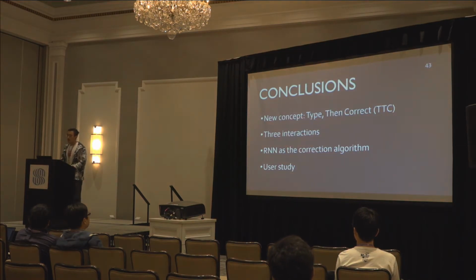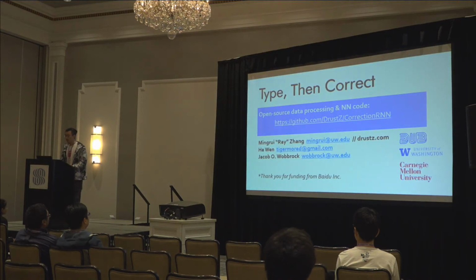To conclude, we introduced a new concept, type then correct, for corrections. And we implemented 3 interactions to support the concept. We used RNN, the deep learning algorithm, to detect the errors. And by doing the user study, it shows us that by breaking from the traditional desktop paradigm, we can rethink the text entry and reach higher performance. We open source our data processing and neural network code on GitHub, and thank you for listening.